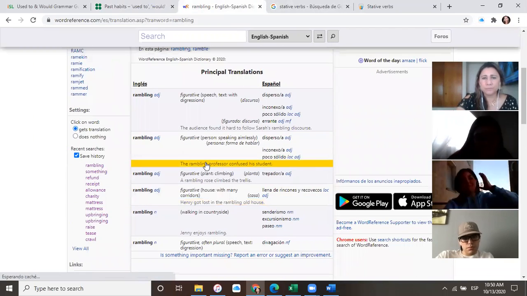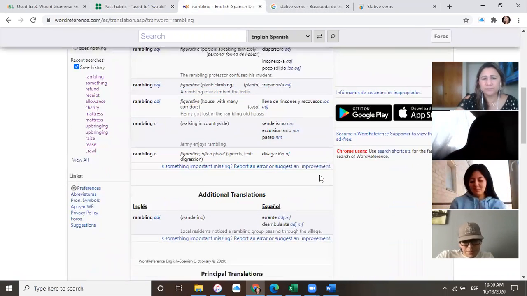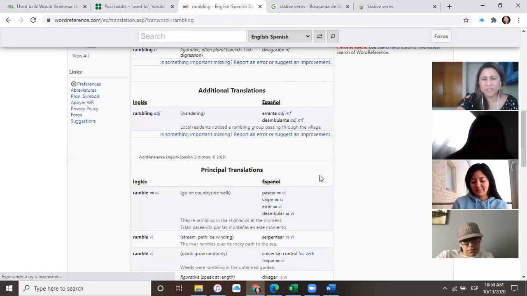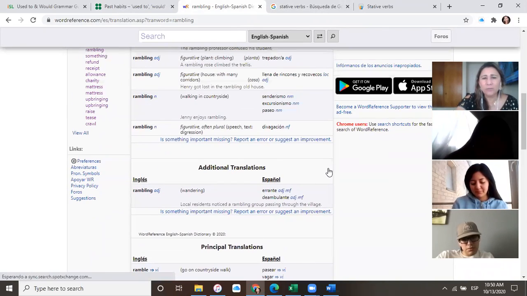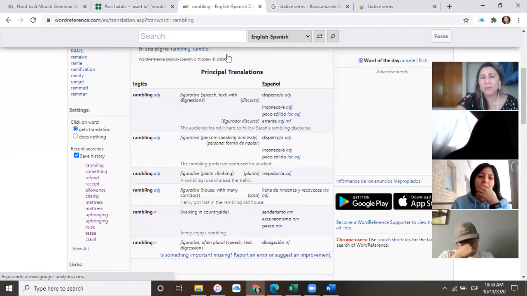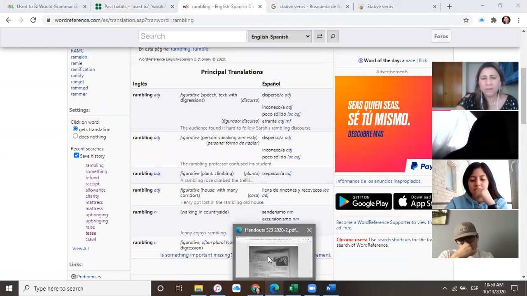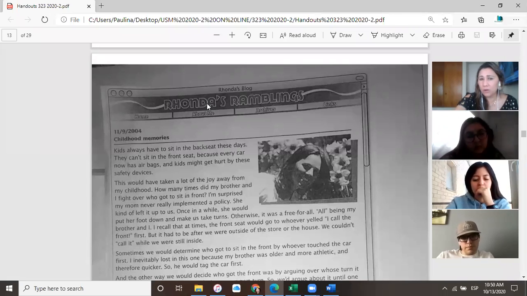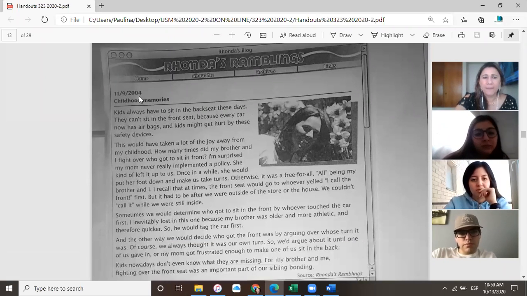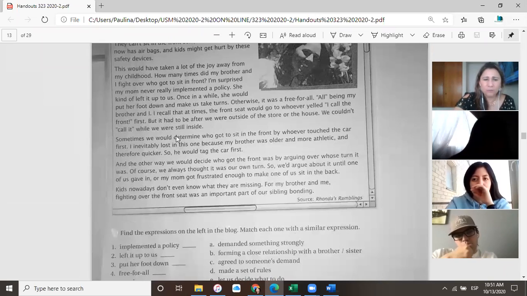Rambling. It's like divagaciones. Es una divagación así como pensamientos. Pensamientos, divagaciones. So this woman writes a blog with her ramblings, Rhonda's Ramblings. And it's childhood memories from 2004, from September 11, 2004.